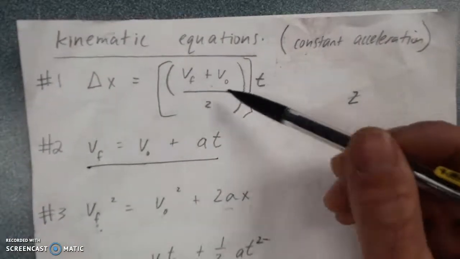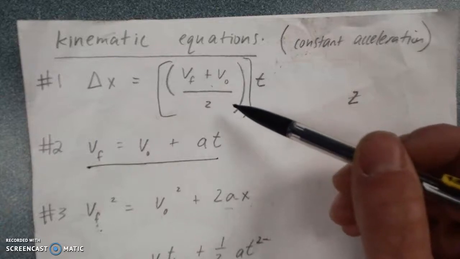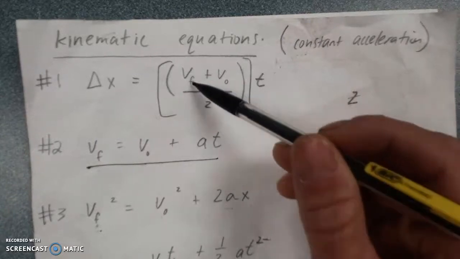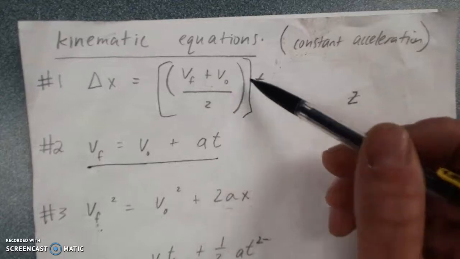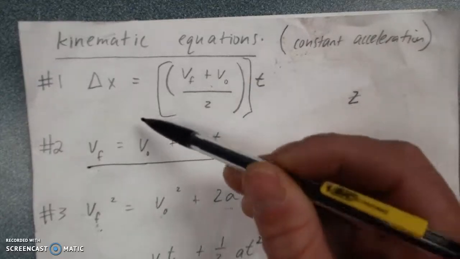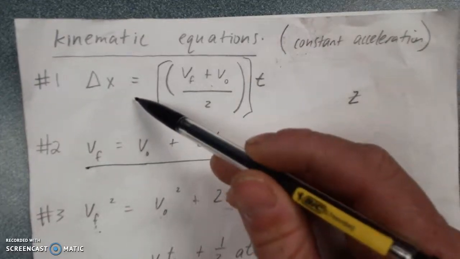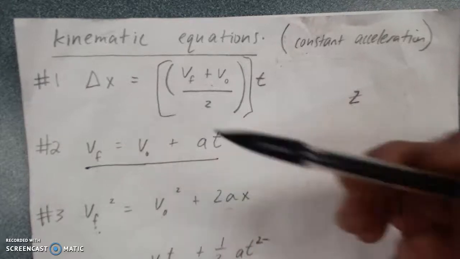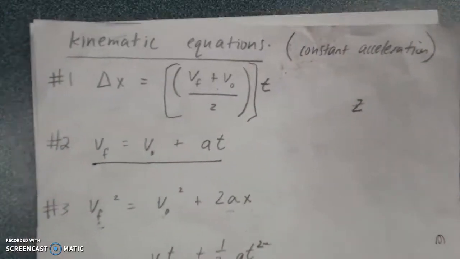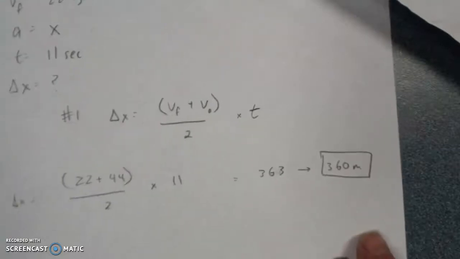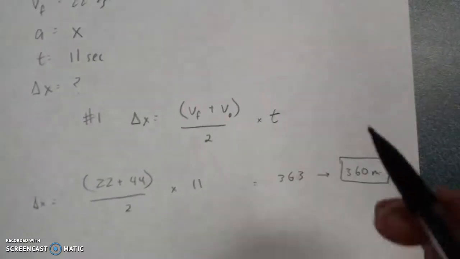Why? Because it doesn't have an a term in it. I don't really care about it. I've got my final velocity, my initial velocity, and my time, and we're looking for how far the car goes in that time, which is our position. So equation 1 is going to get us there. So I plugged in those numbers here.